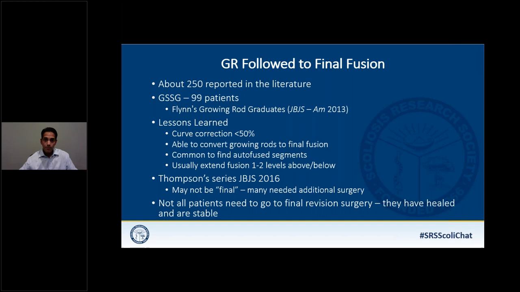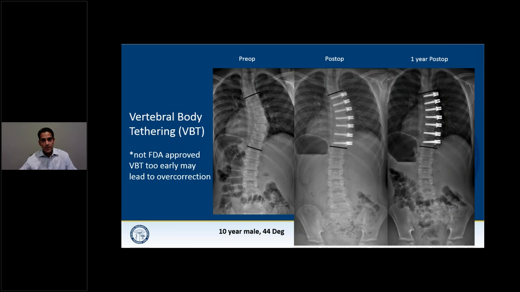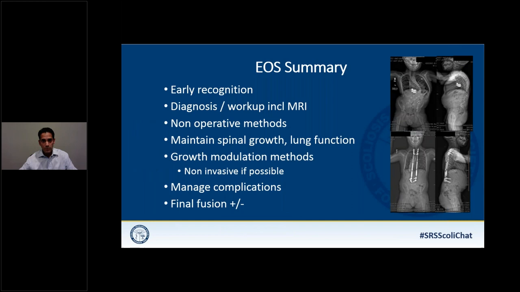And finally, this brings us to another new technology called vertebral body tethering. This is not yet FDA approved, and tethering patients too early may lead to overcorrection. So extreme caution is necessary in early onset scoliosis because of the tremendous growth potential. Now, this is a patient with juvenile onset idiopathic scoliosis, and he was tethered at age 10 with an excellent outcome at 1 year post-op. And we're seeing very good early results in the adolescent onset population, but again, extreme caution needs to be exerted in the early onset population for this technique.